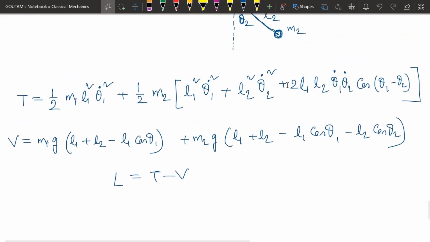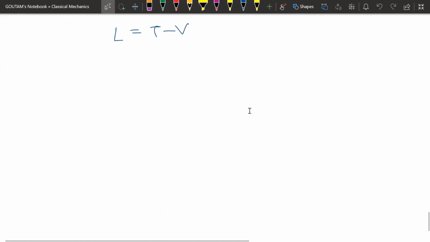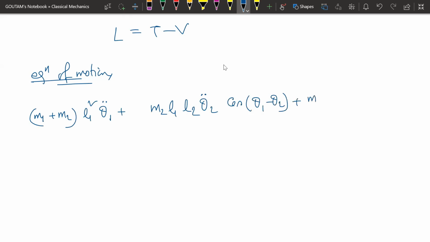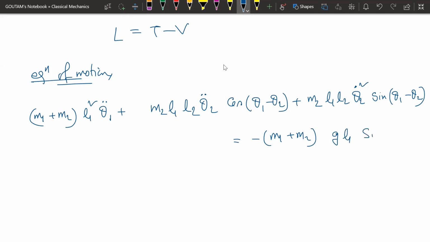There will be two Lagrangian equations of motion because we have two independent generalized coordinates, theta 1 and theta 2. There will be one equation with respect to theta 1 and another with respect to theta 2. The first one will be (m1 plus m2) L1 square theta 1 double dot plus m2 L1 L2 theta 2 double dot cos of theta 1 minus theta 2 plus m2 L1 L2 theta 2 dot square sine of theta 1 minus theta 2 equals minus (m1 plus m2) g L1 sine theta 1.